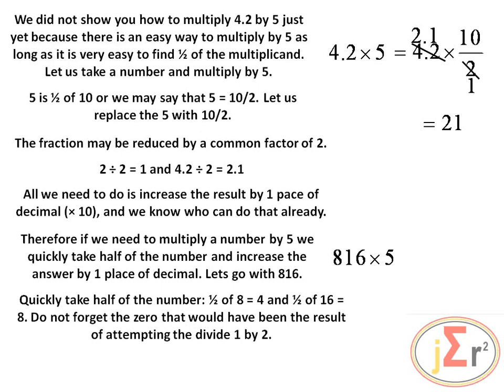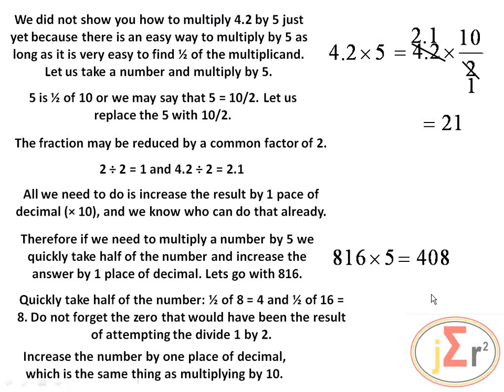But do not forget the 0 that would have been the result of attempting to divide 1 by 2. So we really need to say 8 divided by 2 is equal to 4. Then we say 2 into 1, 0, and then 2 into 16 is 8. So we will actually have 408, and all we need to do is increase that by 1 place of decimal, or just multiply by 10 by including a 0 at the end, and that's all there is to it.